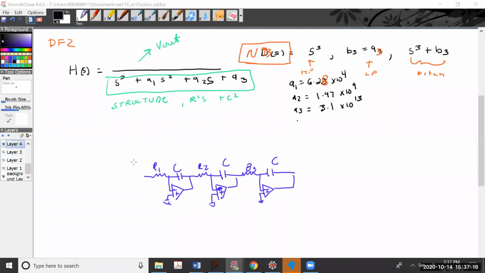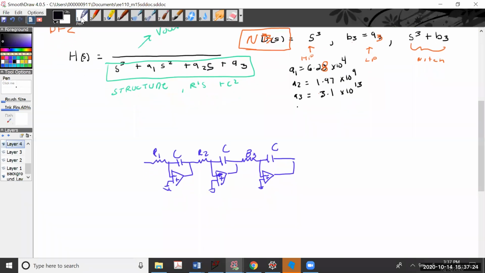So then what I do is I draw the summer. And then I fill in the parts that I know I'm going to need, however I'm going to do it. And I'm already making an assumption on the resistance. All right.